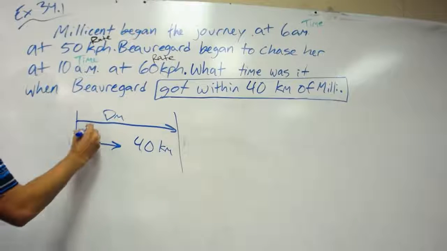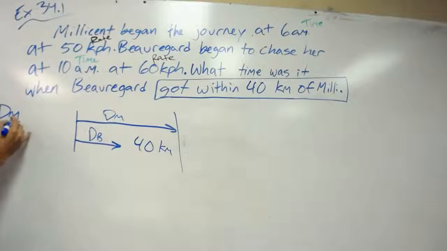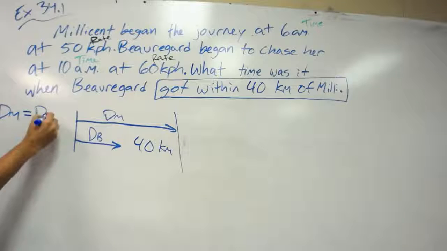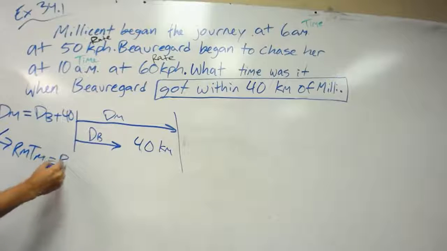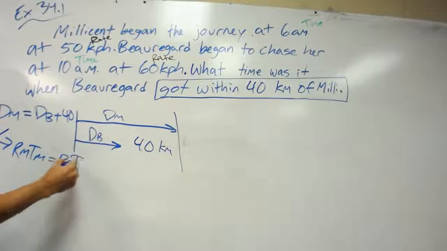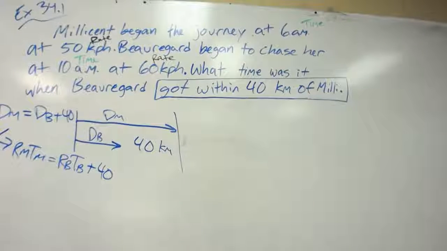So our equation here would be, like our third one said, distance of Millicent equals distance of Beauregard plus 40. And then we can break that down further. Rate of Millicent, time of Millicent equals rate of Beauregard, time of Beauregard plus 40. Just converting English to math is all we're doing.